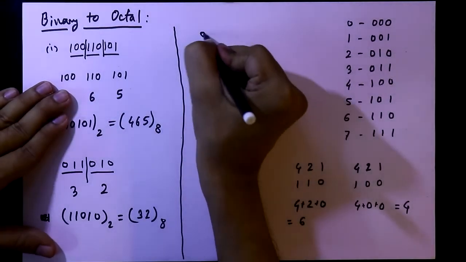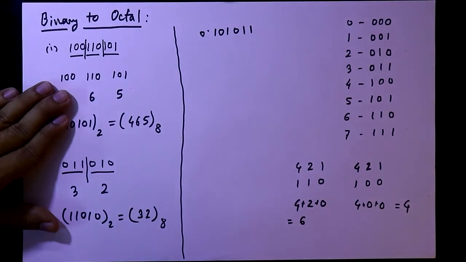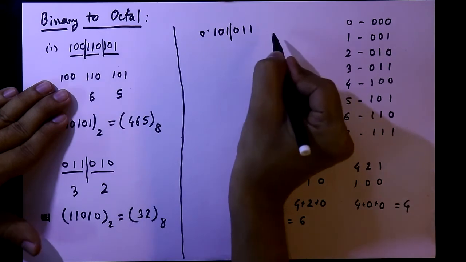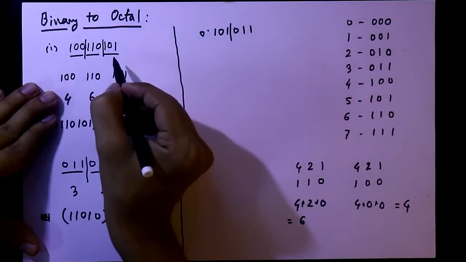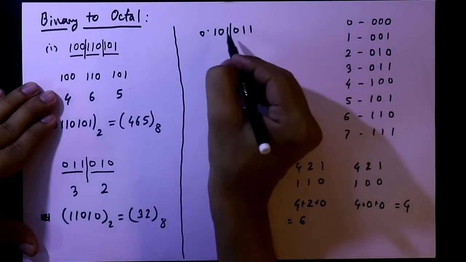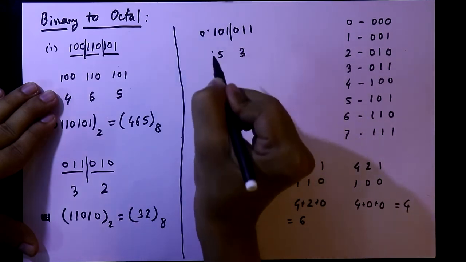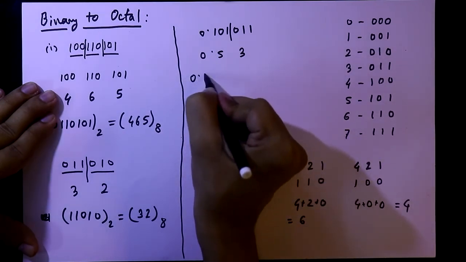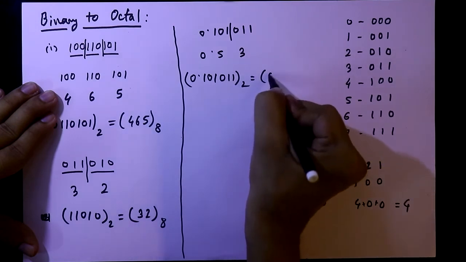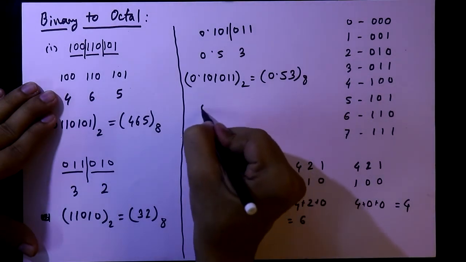Let's say you have a number like 0.101011. So for this you have to group it by 3 from left to right. For the integer part you have to group it from right to left, but in this case you have to group from left to right. So it is 5 and it is 3. So 0.101011 in binary is equivalent to 0.53 in octal.